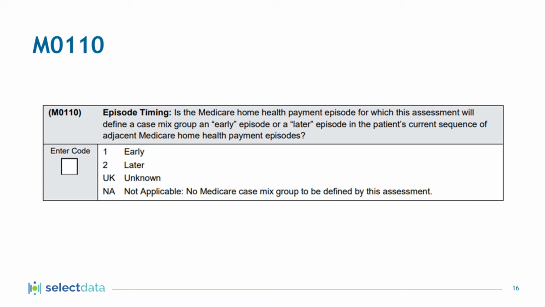Remember that the 60-day gap is counted from the end of the Medicare payment episode, not from the day of the last visit or discharge, which can occur earlier. If the episode is ended by an intervening event that causes it to be paid as a partial episode payment, or PEP adjustment, then the last visit date is the end of the episode.